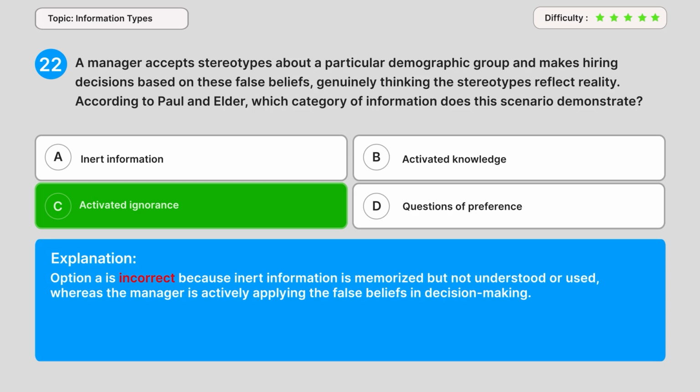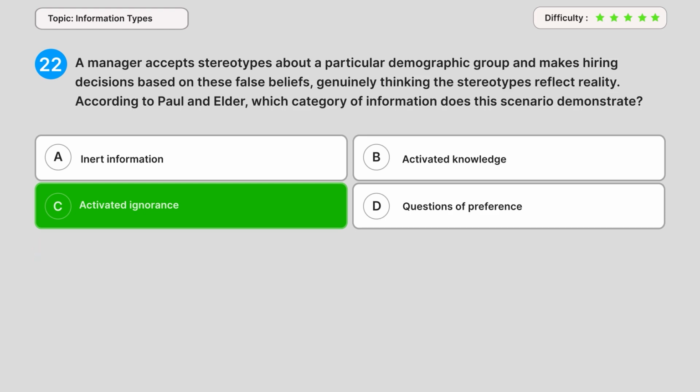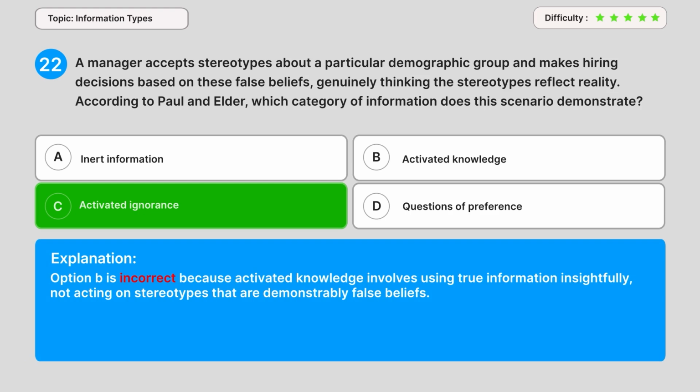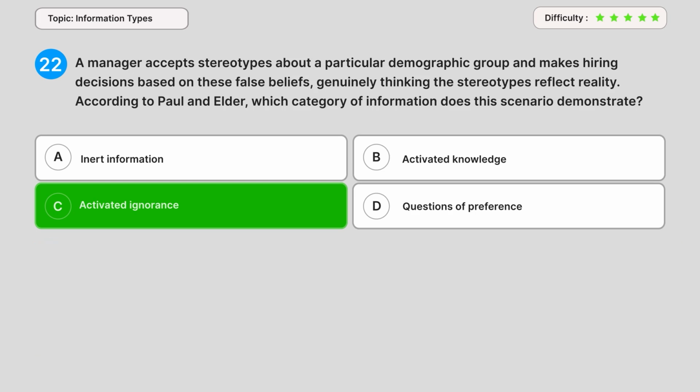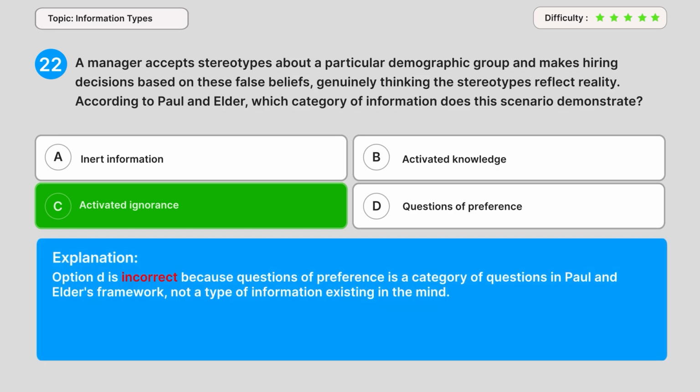Option A is incorrect because the inert information is memorized but not understood or used, whereas the manager is actively applying the false beliefs in decision-making. Option B is incorrect because activated knowledge involves using true information insightfully, not acting on stereotypes that are demonstrably false beliefs. Option D is incorrect because questions of preference is a category of questions in Paul and Elder's framework, not a type of information existing in the mind.